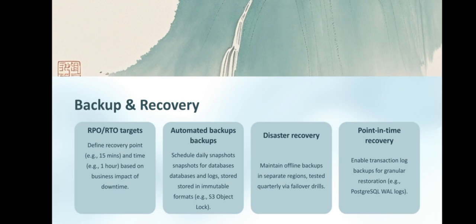Automatic backups set daily backups for important data like logs and databases. Disaster recovery stores backups in different locations and tests them regularly. Point in time recovery restores data to an exact moment using logs.